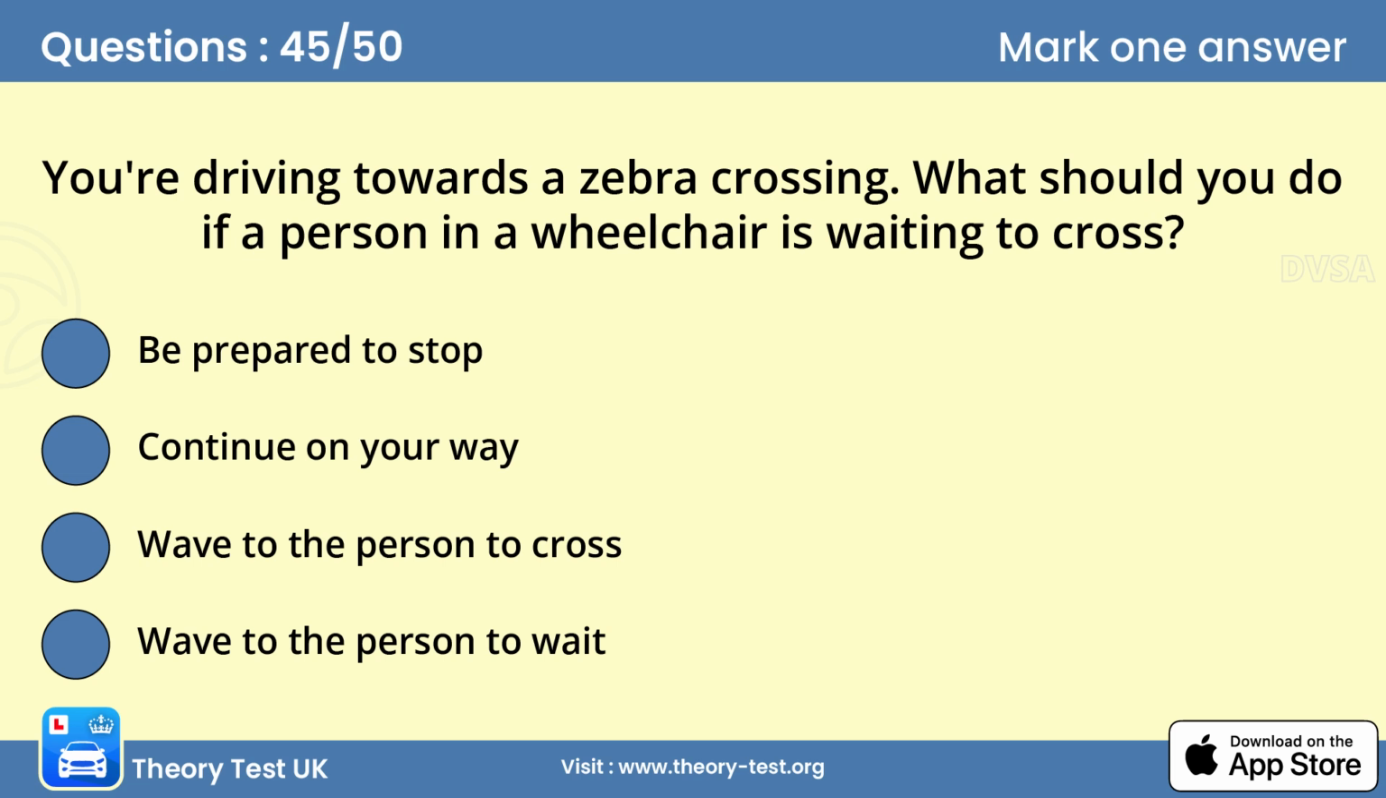Question 45. You're driving towards a zebra crossing. What should you do if a person in a wheelchair is waiting to cross? A. Be prepared to stop. You should slow down and be prepared to stop, as you would for an able-bodied person. Don't wave them across, as other traffic may not stop.